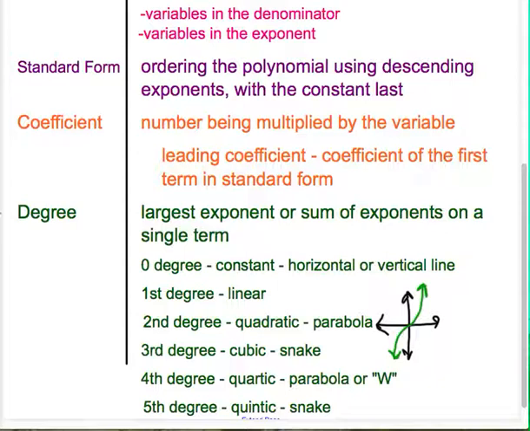And then as the power gets higher, they start to look similar. So a fourth degree is a quartic. It can either be in the shape of a parabola or a W, depending on the function. Fifth degree looks like a cubic function, it's just skinnier.